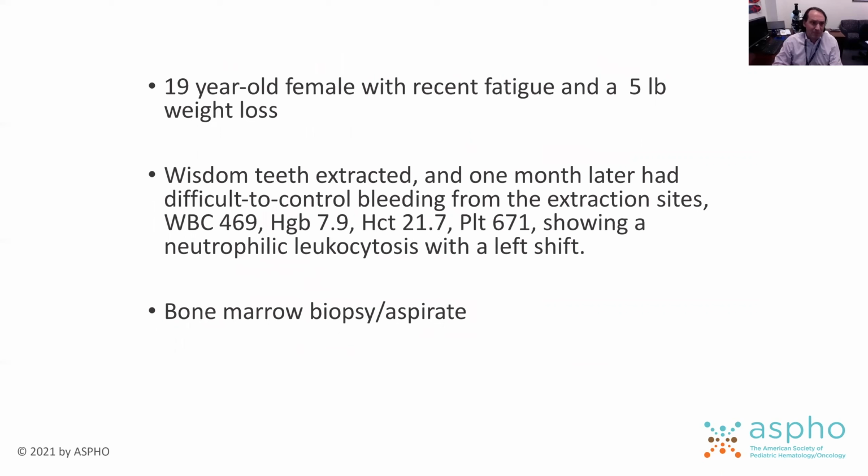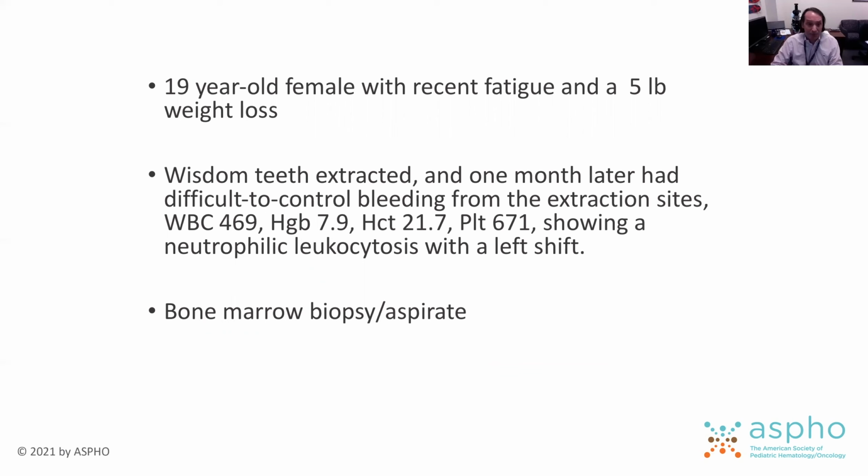The next to last patient is a 19-year-old female with recent fatigue and a 5-pound weight loss. She had her wisdom teeth taken out. She had difficulty with bleeding and was discovered to have a white count of 469,000, was anemic, and had a very high platelet count, although it seemed to suggest that she had dysfunctional mucosal bleeding.